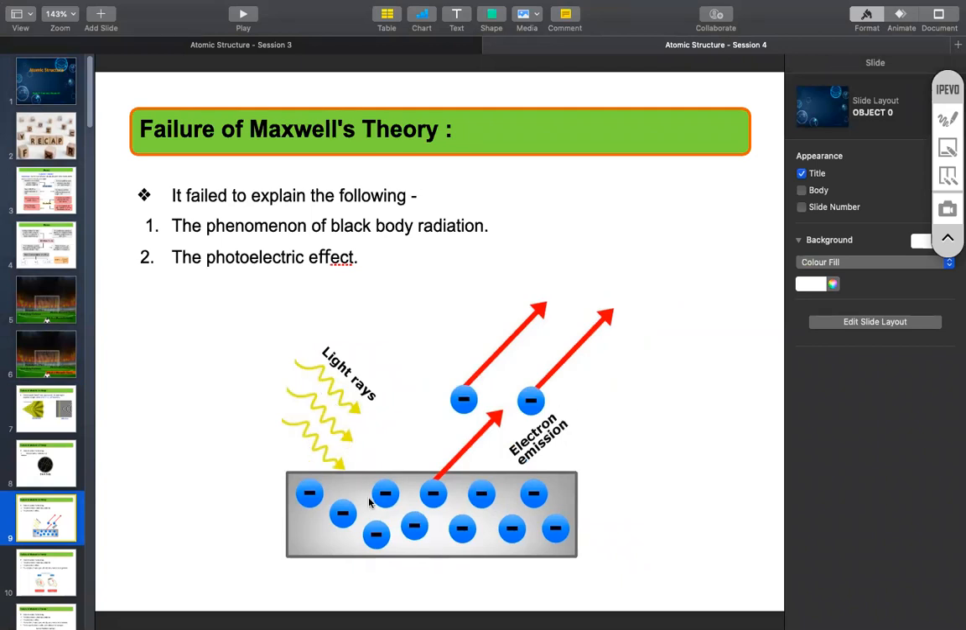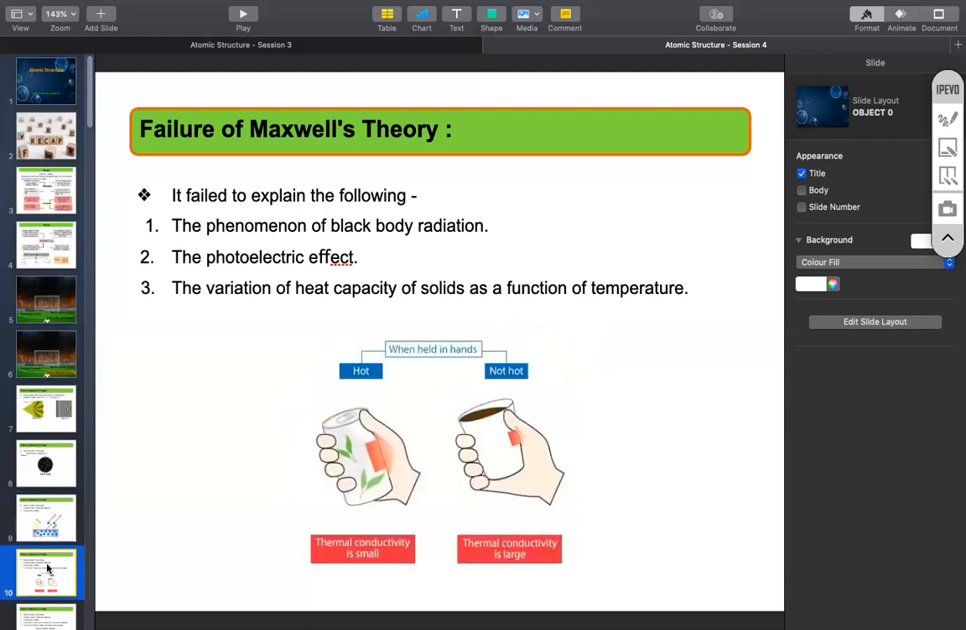Is it clear? A light wave strikes here, the electron will gain energy from this light wave, and it will be ejected. That is also not explained by the wave theory, because how waves are ejecting the electron can't be explained. So in these two cases his theory failed. Okay, what else other than this?